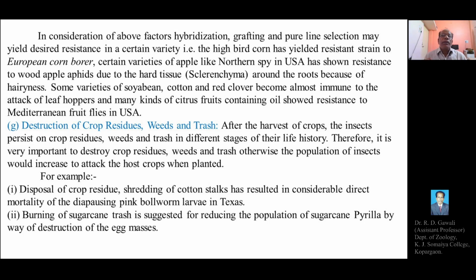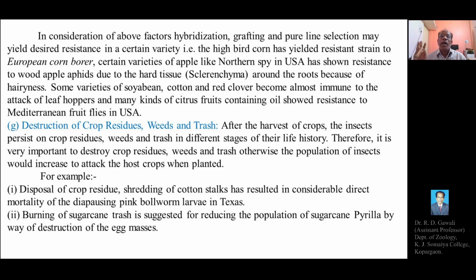In consideration of the above factors, these are the techniques: hybridization, grafting, and pure line selection may yield the desired resistance in a certain variety. For the development of resistance in a particular variety, these are some of the important practices, such as hybridization, grafting, and pure line selection, which may yield the desired resistance in certain varieties of the crops.